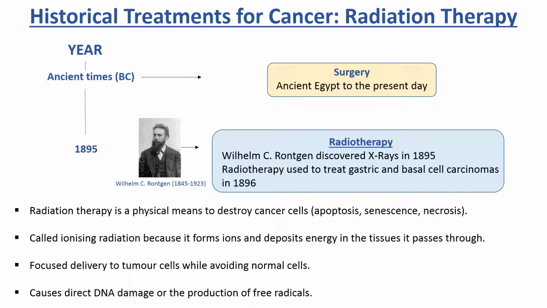It is called ionizing radiation because it forms ions and deposits energy in the tissues it passes through. It results in focused delivery to tumour cells while avoiding normal cells, and it causes direct DNA damage or the production of free radicals which can harm the tumour.